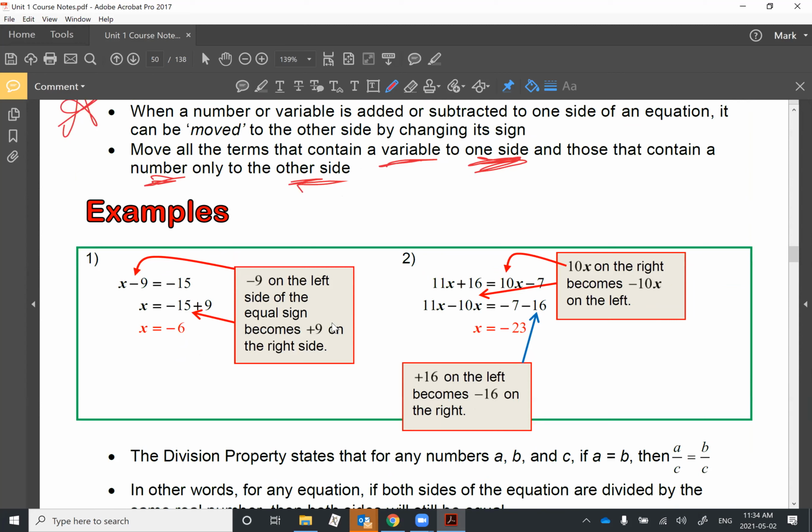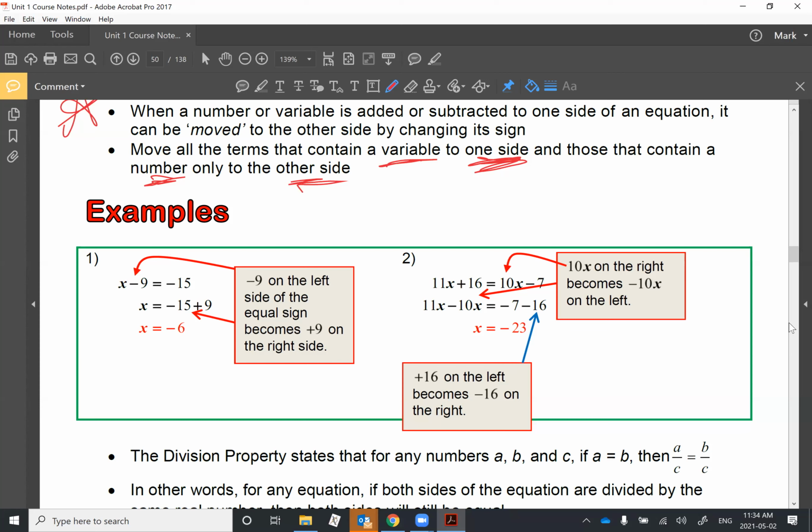So in example number 1, I want to solve for x. That's the whole point of solving linear equations. There's a problem here though. The x is not alone. There's a -9 next to the x. I need to get rid of that. What we're going to try to do is isolate the x, meaning get the x all alone on one side of the equation. So what I want to do is get that 9 away.